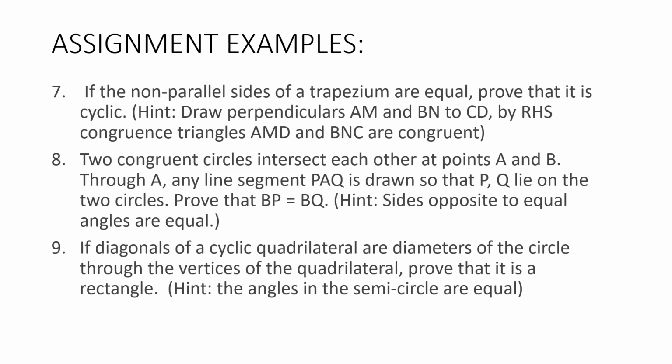Ninth, if diagonals of a cyclic quadrilateral are diameters of the circle through the vertices of the quadrilateral, prove that it is a rectangle. The hint is we know that angles in the semicircle are equal. On the basis of this you will be able to prove it.